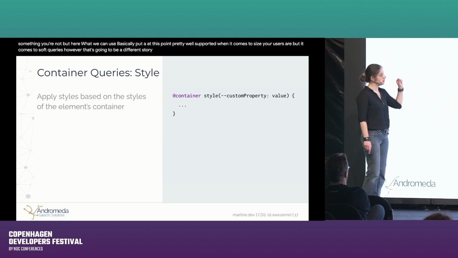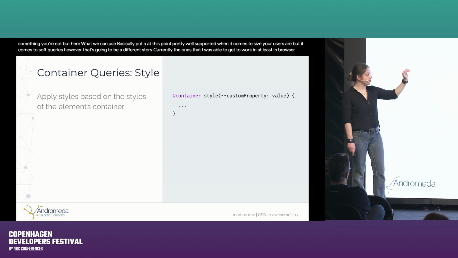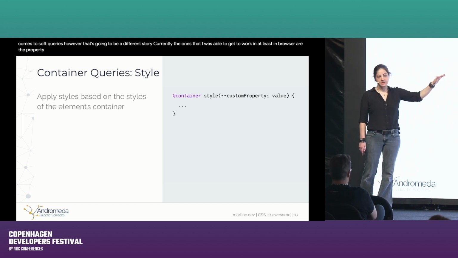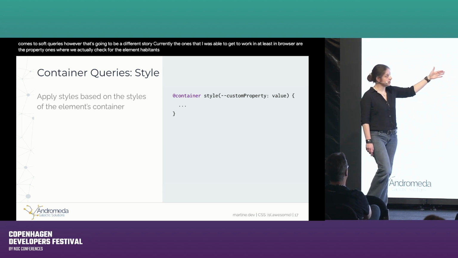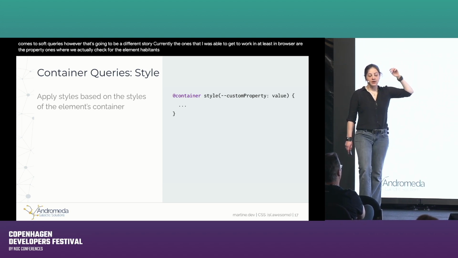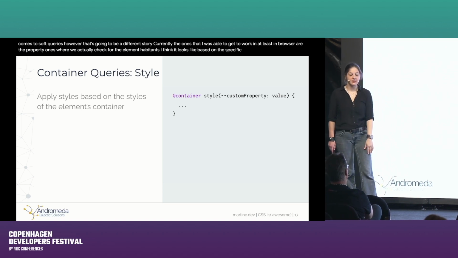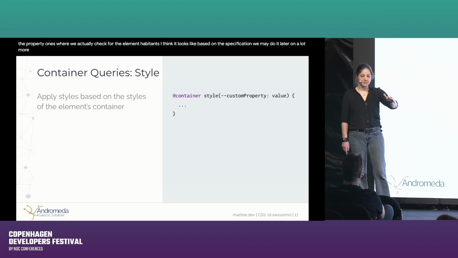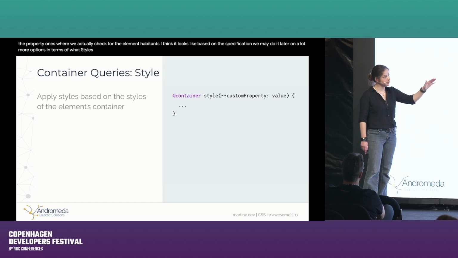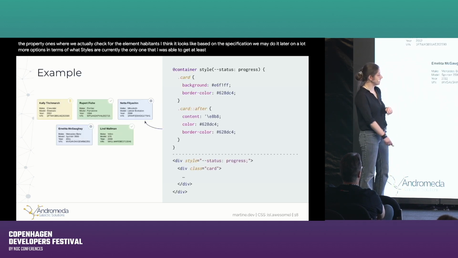Currently, the ones that I was able to get to work in at least a browser are the custom property ones, where we check: does the element have a custom property? And you can check it against the property and its value. Based on the specification, we may be able to do a lot more options later on in terms of what styles we're looking for. But currently, the only one that I was able to get a browser to have something on was the custom property one. So let's take a look at how that might work.